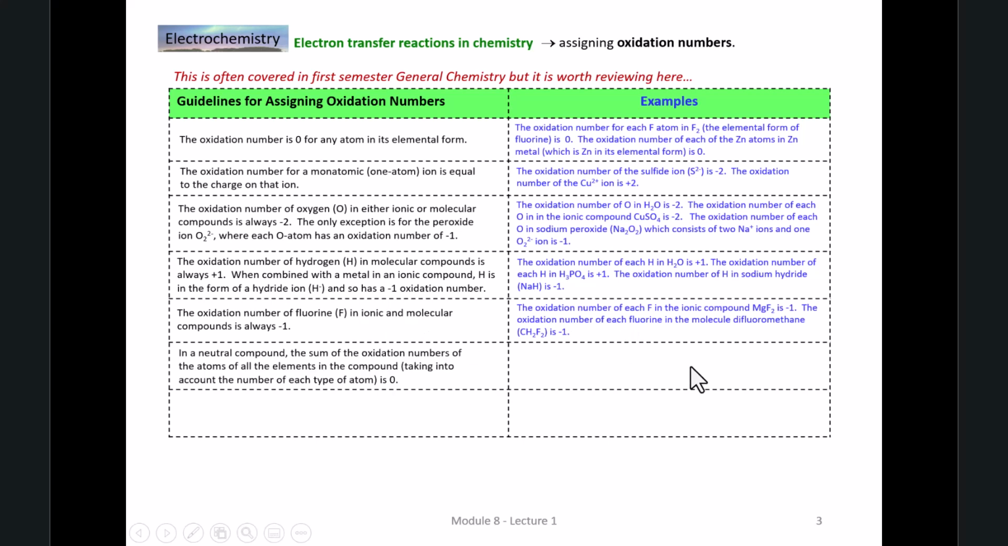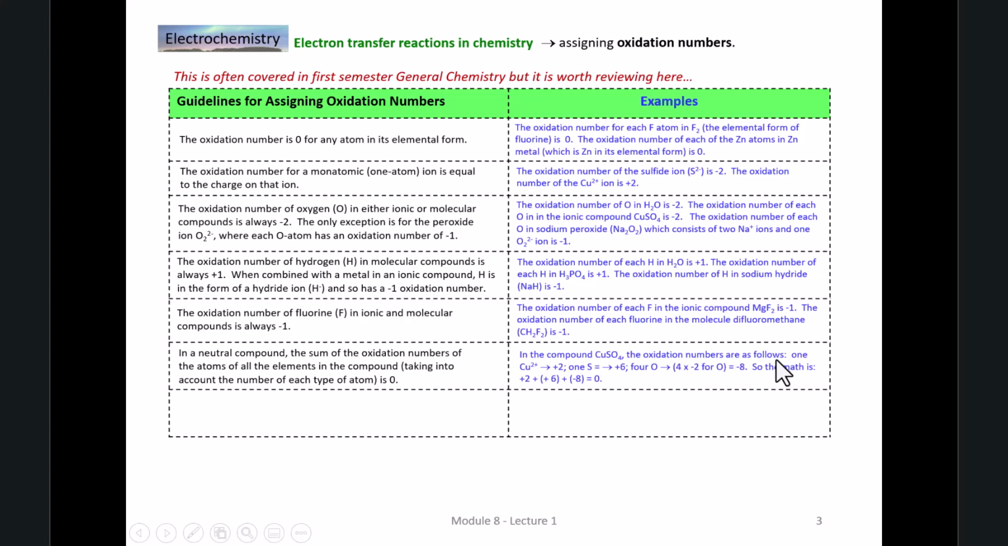In a neutral compound, the sum of the oxidation numbers of the atoms of all the elements in the compound, taking into account the number of each type of atom, is 0. By this time in the table, you're probably getting tired, but this is an important guideline. Look at the example. In the compound copper sulfate, the oxidation numbers are as follows.